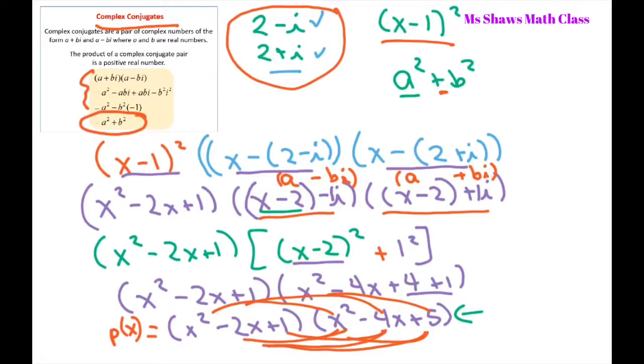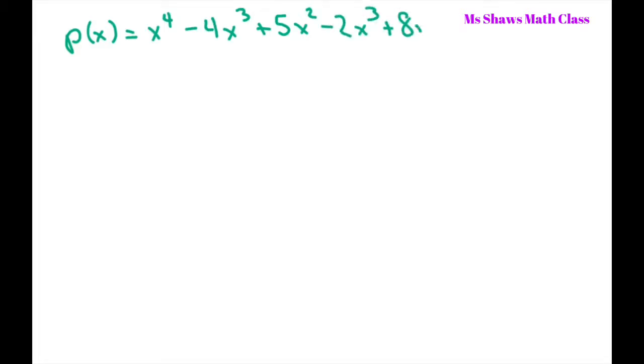I already did it, but I hope I did it right, so just make a comment if you think I did it wrong. But what I got was p of x equals x to the 4th minus 4x cubed plus 5x squared minus 2x cubed plus 8x squared minus 10x plus x squared minus 4x plus 5.